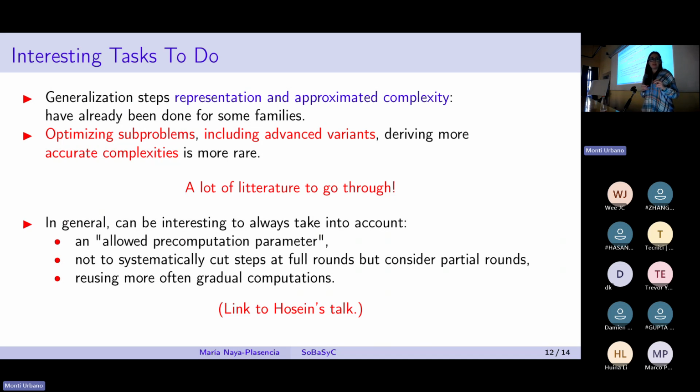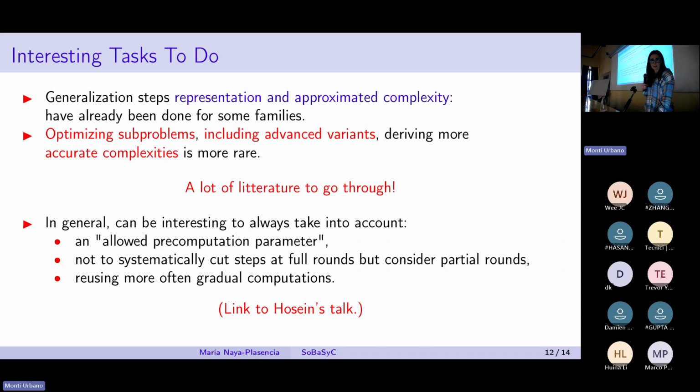A lot of times when we cut the different steps of an attack, we cut the rounds in full. But it has been shown and used in many attacks that using not full rounds but partial rounds, with one part in one step and another part in another, can considerably improve the complexity. So it would be very nice if we could use this in a generic way, or maybe reuse more often gradual computations, so that we don't have to do them again. I think those are some nice things that should be included and taken into account when doing this kind of generalization.